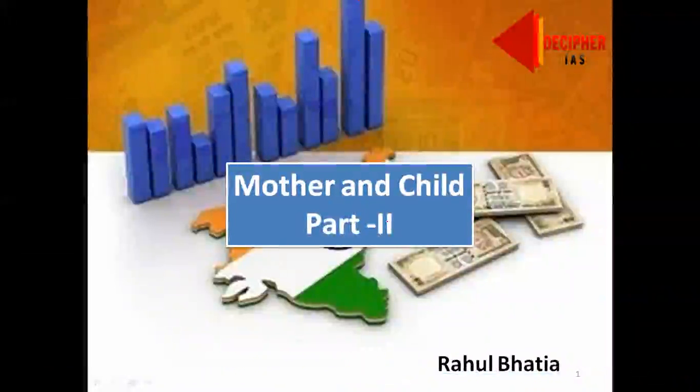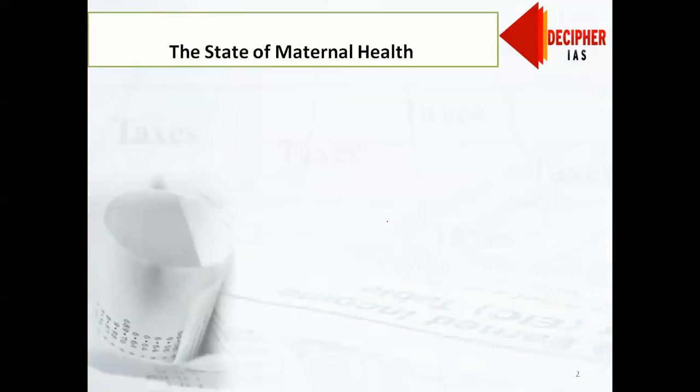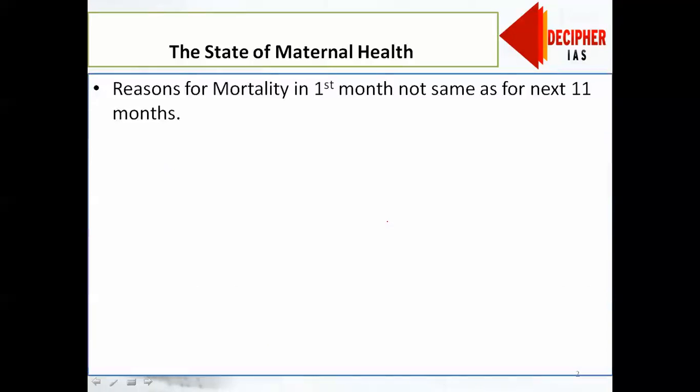So today we are going to deal with the second part of the fifth chapter, that is mother and child. Last time we discussed mainly the child. Today we are going to deal with the aspects related to mother, what interventions the government has made and what needs to be made. So let's move ahead. First of all, coming to the state of maternal health.